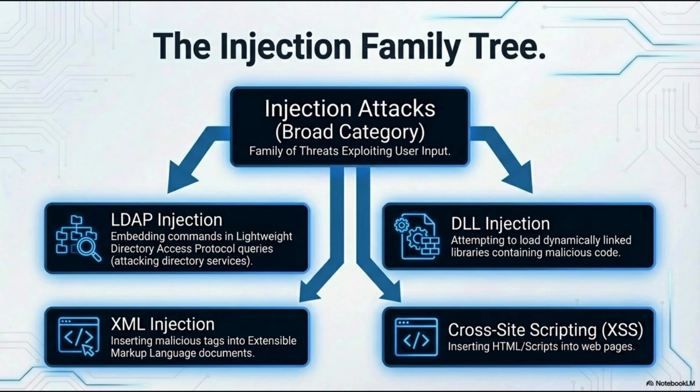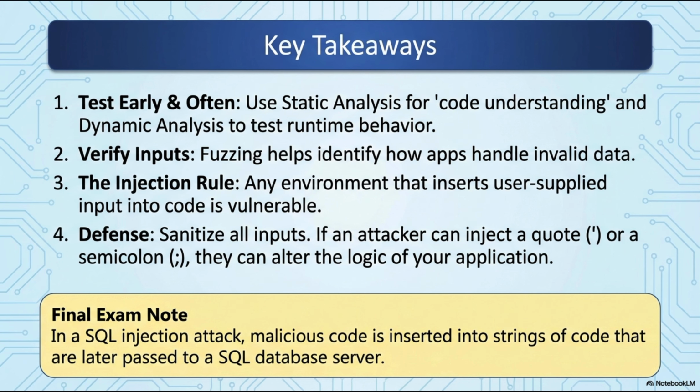Now, what is the injection attacks family tree? This includes LDAP injection, DLL injection, XML injection, and cross-site scripting. The key takeaways are you're going to want to test early and often. You're going to want to use static analysis for code understanding and dynamic analysis to test runtime behavior. You're going to want to verify your inputs. For example, fuzzing can help identify how your apps handle invalid data.